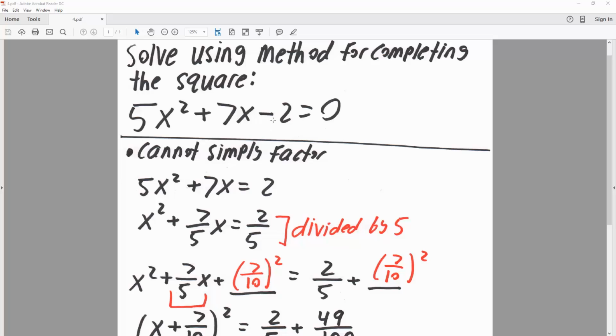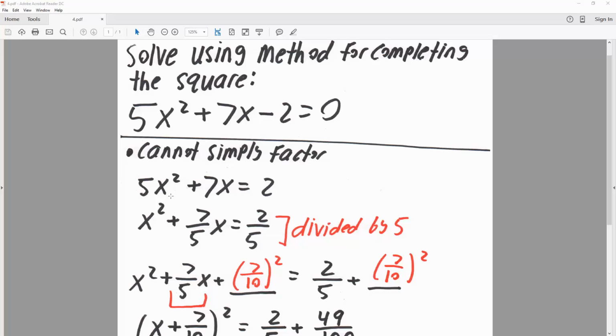This is partly due to the fact that our answer for x will not be a whole number. It won't simply be 3 or 4. And so one method to solve for x would be to use the method of completing the square. So we'll do that now.